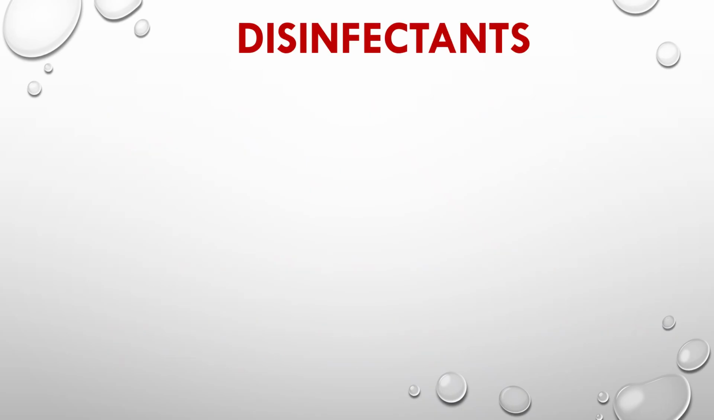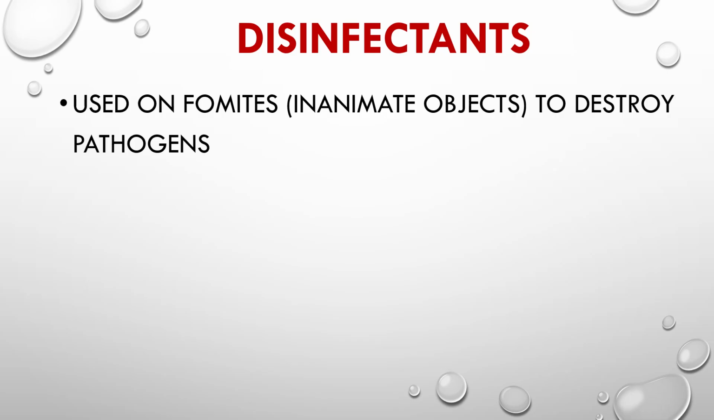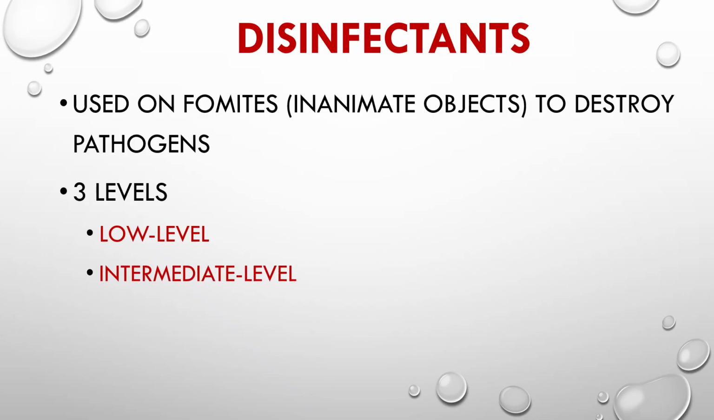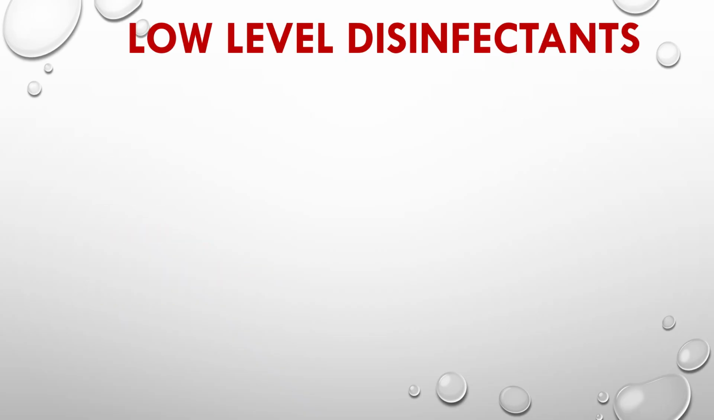All right, so then our disinfectants. These are used on fomites or inanimate objects. If we're using them on tissues, that is a different term than what we're using for those on something inanimate, which are disinfectants. These are destroying those pathogens, and we have three different levels: low level, intermediate, and high.